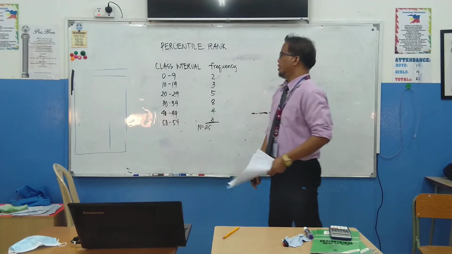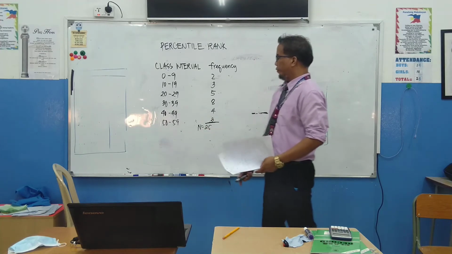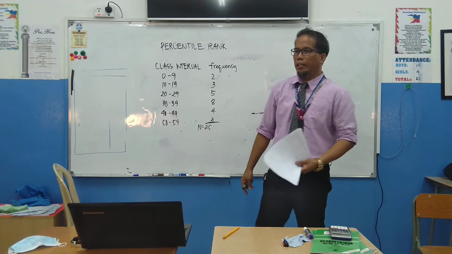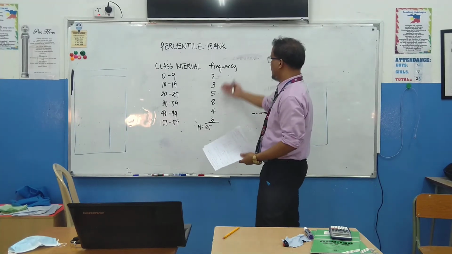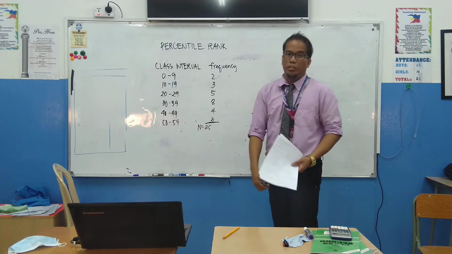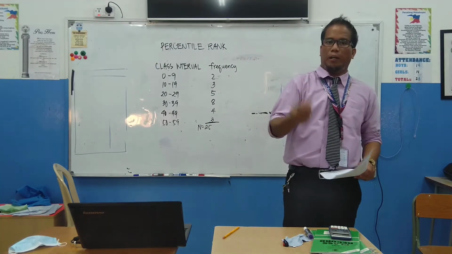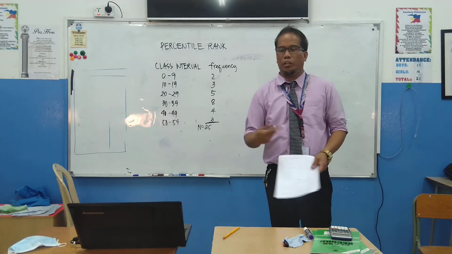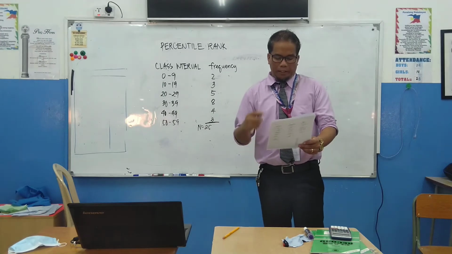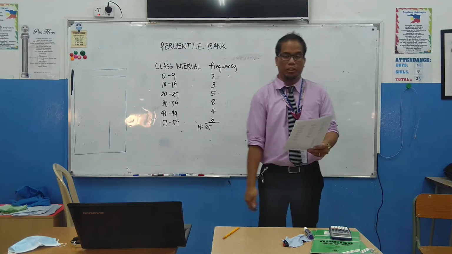So we have 0 to 9, 10 to 19, 20 to 29, 30 to 39, 40 to 49, 50 to 59. So the interval is equal to 10. And then we have the given frequency: 2, 3, 5, 8, 4, 3. The total number of frequency, or simply N, equals 25.